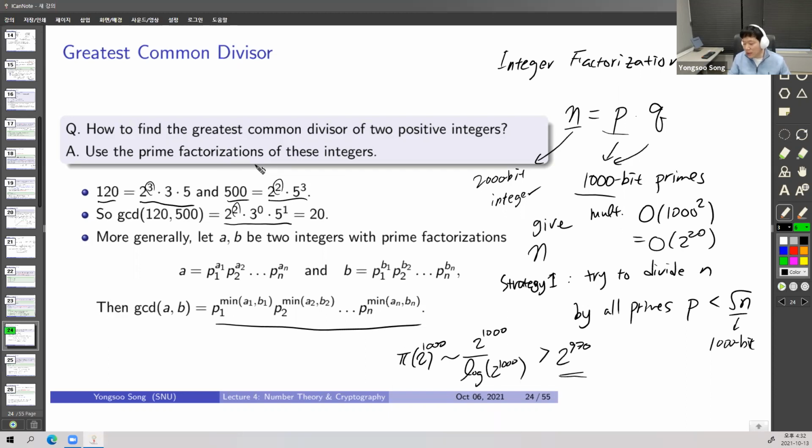So if you use this method to compute GCD of two integers, then you basically need to compute the prime factorization of two integers. That's too inefficient. So we want to find a faster method for computing GCD, and that's the Euclidean algorithm.